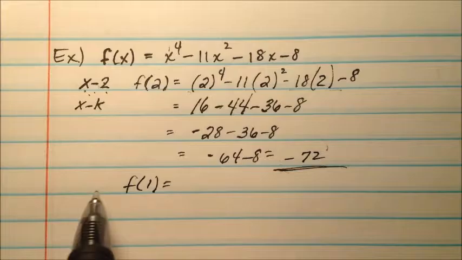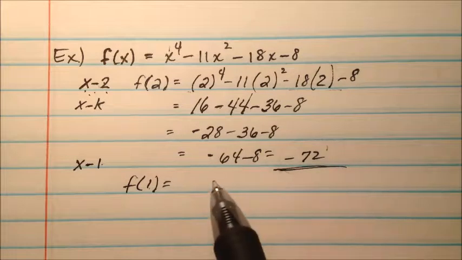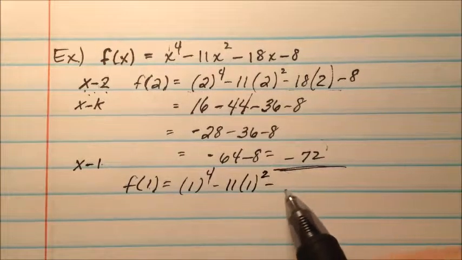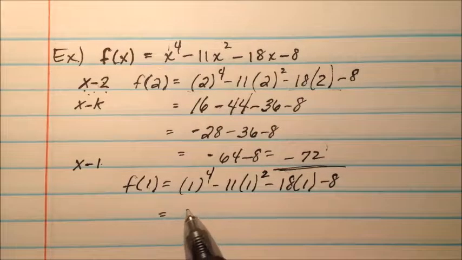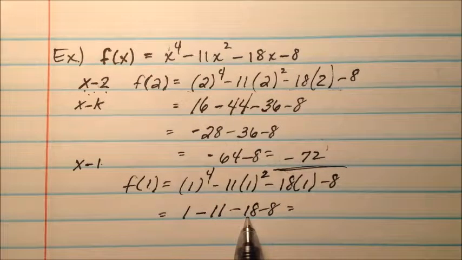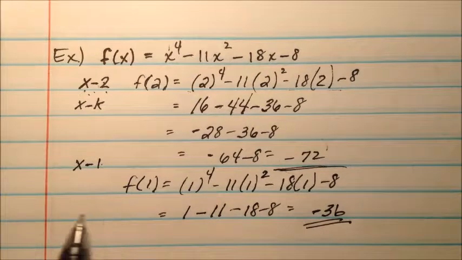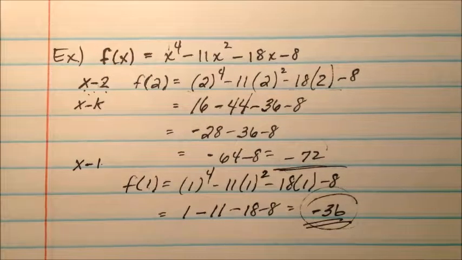Let's maybe try f of 1. So this is x minus 1, and my k value is 1. So I'm going to evaluate the function at f of 1. So 1 to the power of 4 minus 11 times 1 squared minus 18 times 1 minus 8. It doesn't really look much better here. So 1 minus 11 minus 18 minus 8. 1 minus 11 is negative 10, minus 18 is negative 28, minus 8 more is negative 36. So x minus 1 is not a factor because we have this remainder.